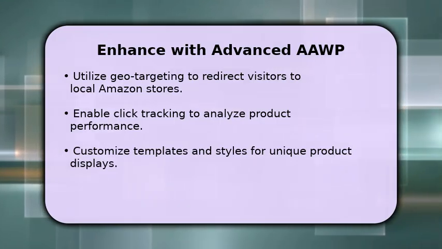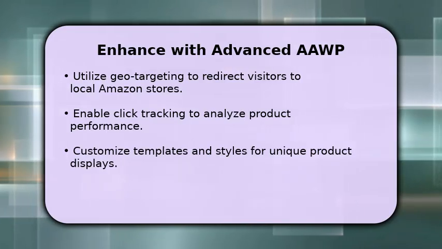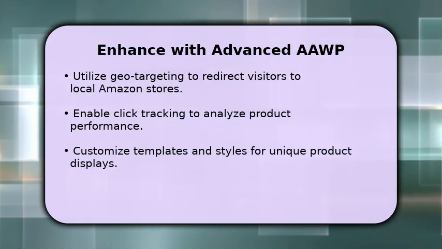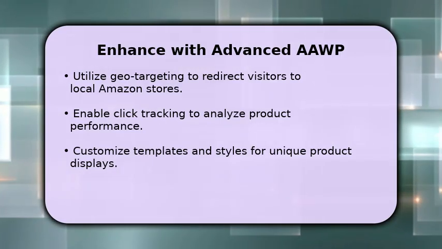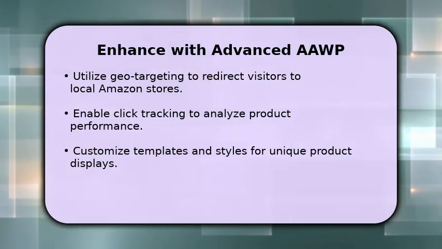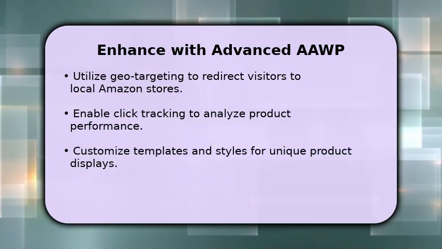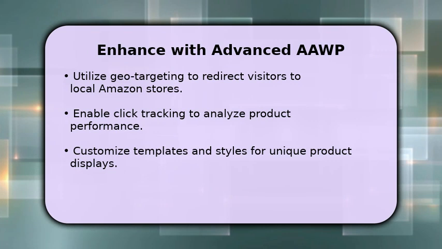Geo-targeting automatically redirects international visitors to their respective local Amazon stores, maximizing potential commissions. You can also enable click tracking to gain valuable insights into which products and displays perform best. The plugin allows extensive customization of templates and styles, ensuring your product showcases perfectly match your site's design.